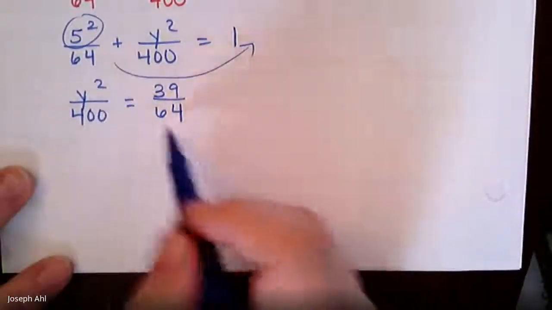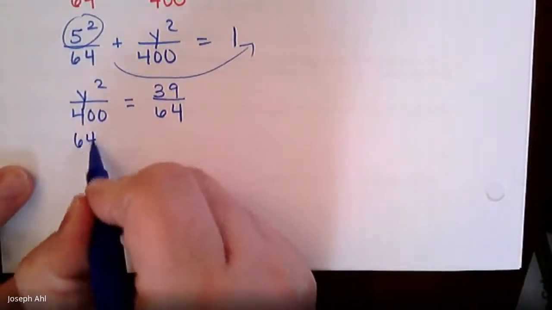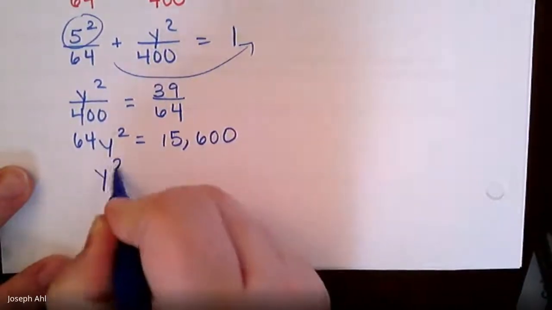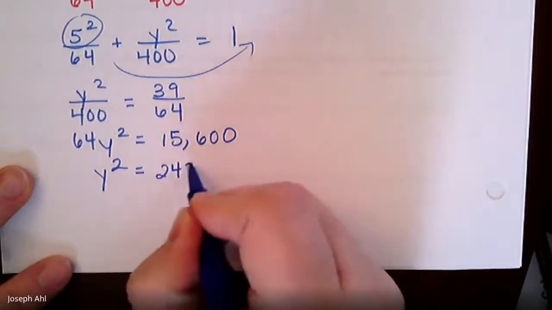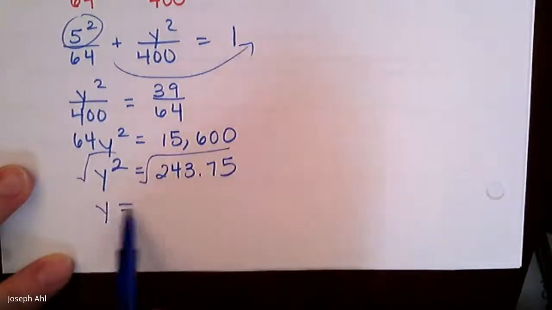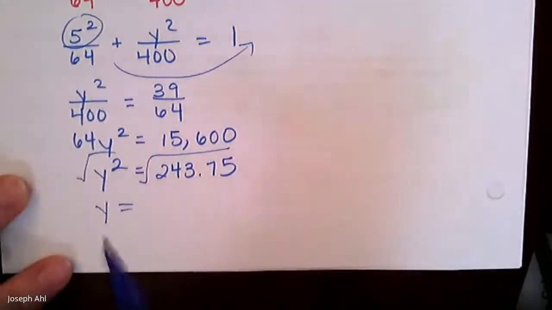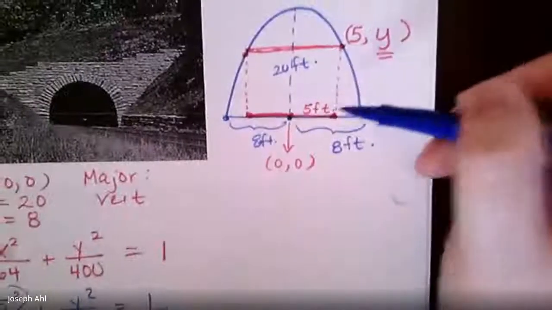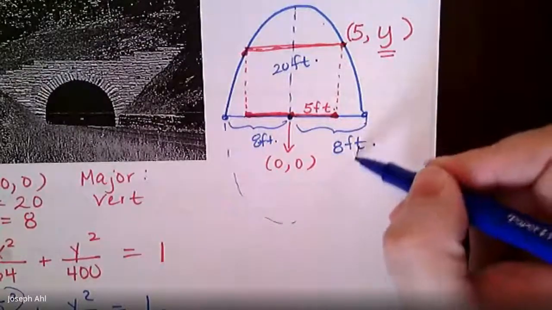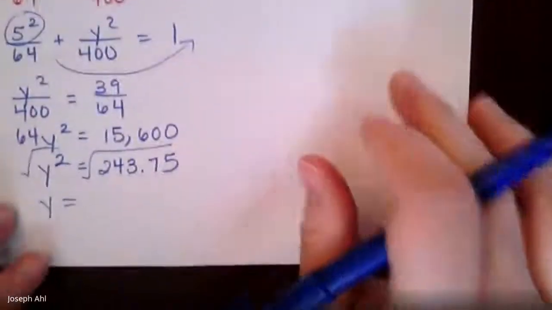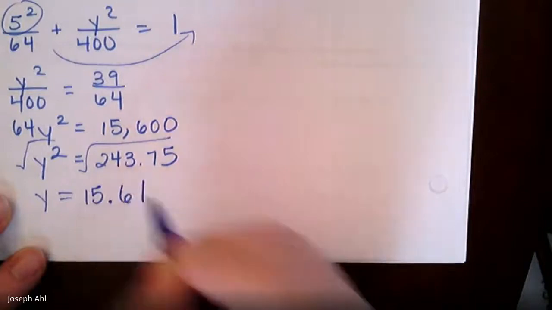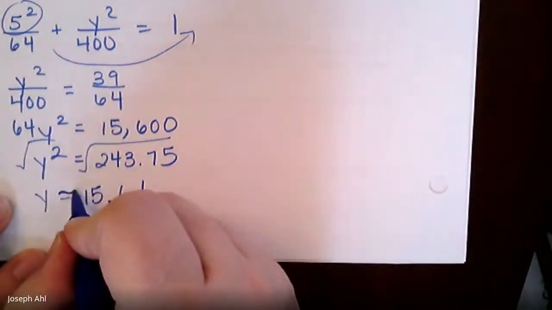And if we continue to solve for y, maybe we'd cross multiply next. 64y squared is equal to 15,600. Divide over the 64. This equals 243.75. And then finally, square root. Now, technically, when we square root, we would get a plus or minus answer here. We really only care about the positive y value. The negative y value would be if we looked at the entire ellipse that comes kind of like underground here. But the square root of 243.75 is approximately 15.61 feet.